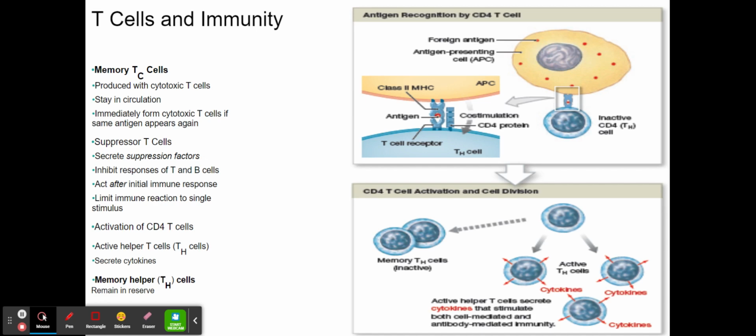Suppressor T cells suppress the response of other T cells and B cells by secreting inhibitory cytokines called suppression factors. Suppression does not take place right away, because activation takes much longer for suppressor T cells than other types of T cells. In addition, upon activation, most of the CD8 T cells in the bloodstream produce cytotoxic T cells rather than suppressor T cells. As a result, suppressor T cells act after the initial immune response. In effect, these cells limit the degree of immune system activation from a single stimulus.